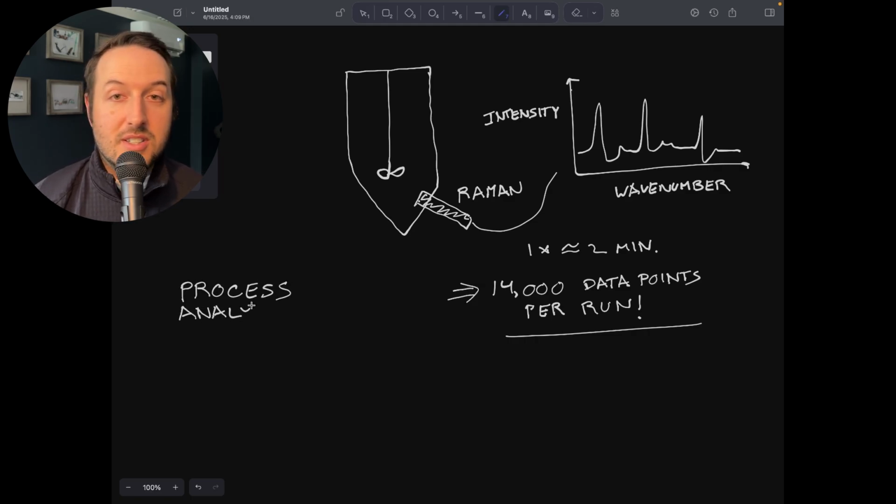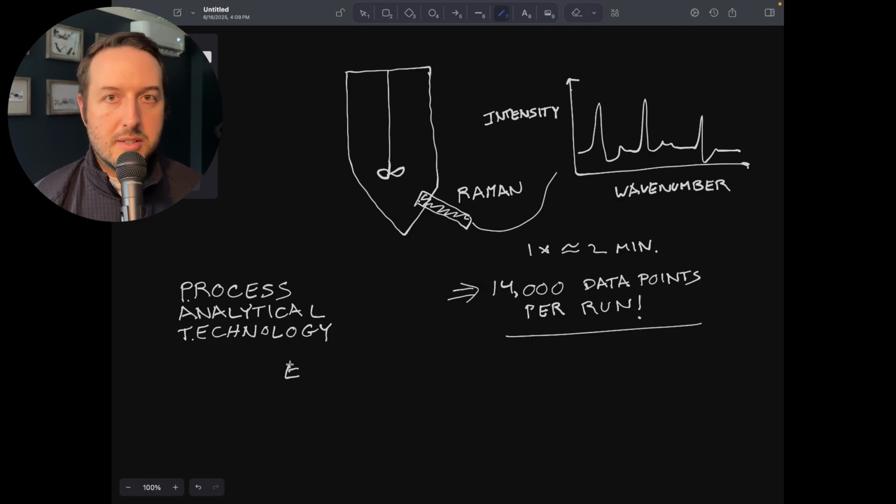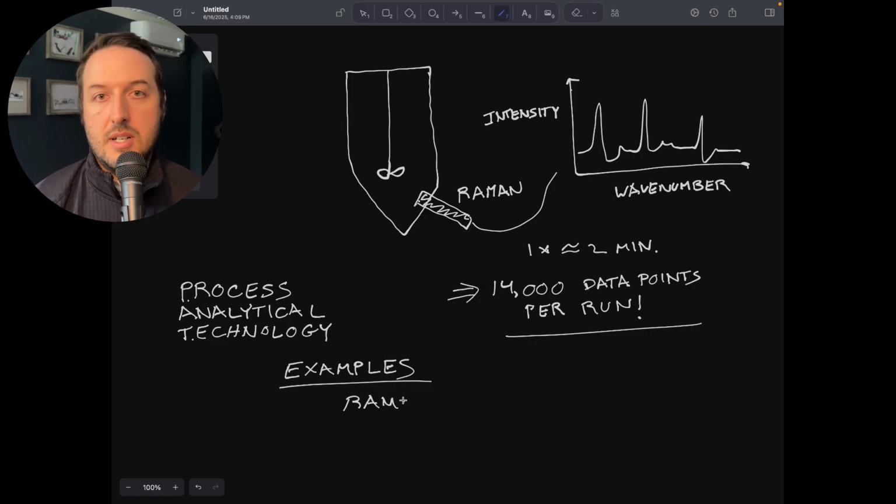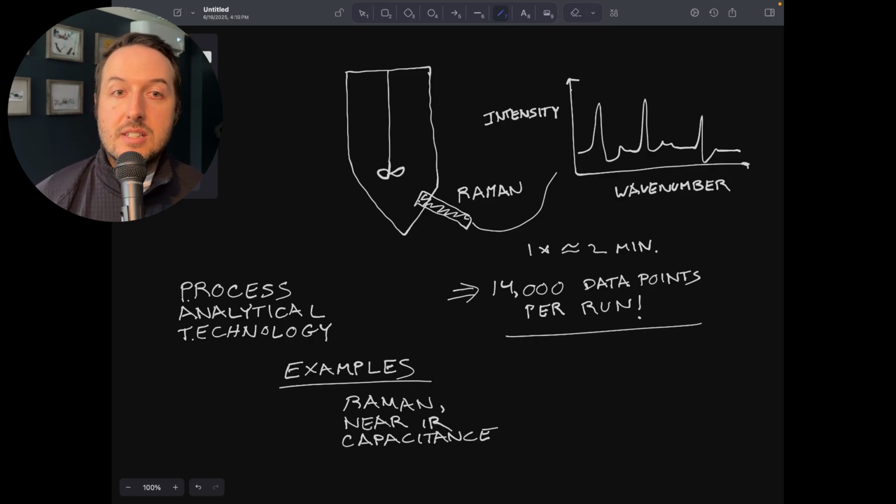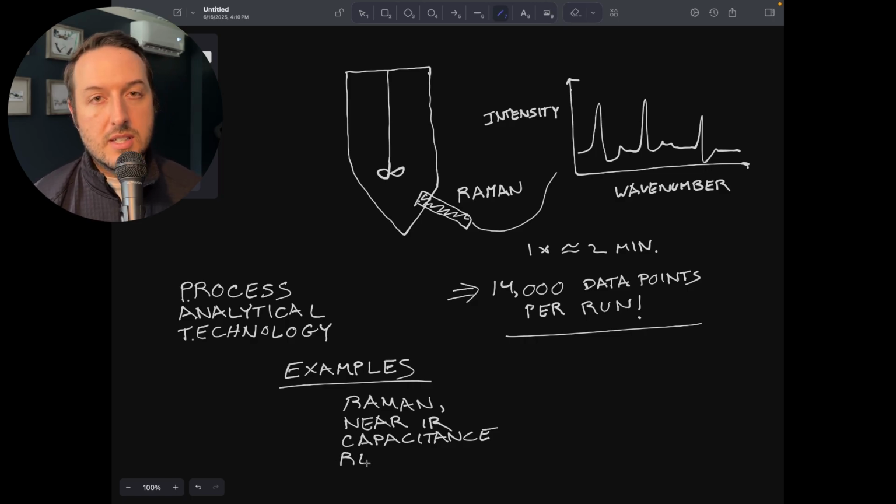So what exactly are these technologies? Well, many of the times these are optical systems such as Raman or near infrared. And the lasers in these systems interact with this complex biological soup in the bioreactors to get a molecular fingerprint that can be correlated to any number of process parameters. Other examples include technologies like capacitance, UV vis, refractive index, and even at-line HPLC skids.